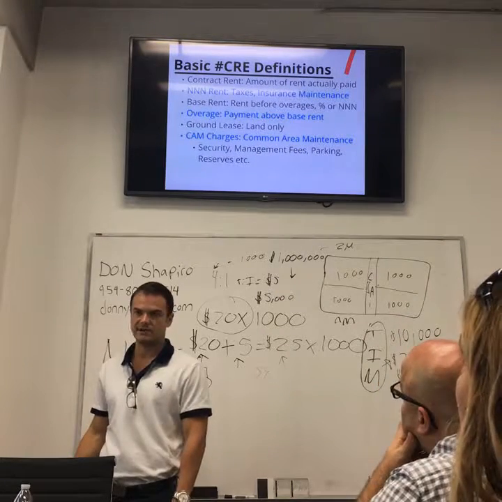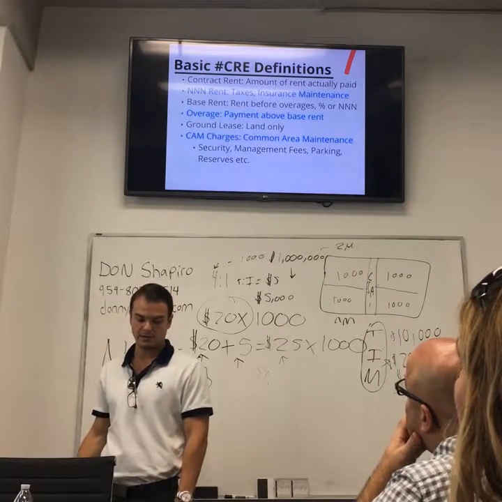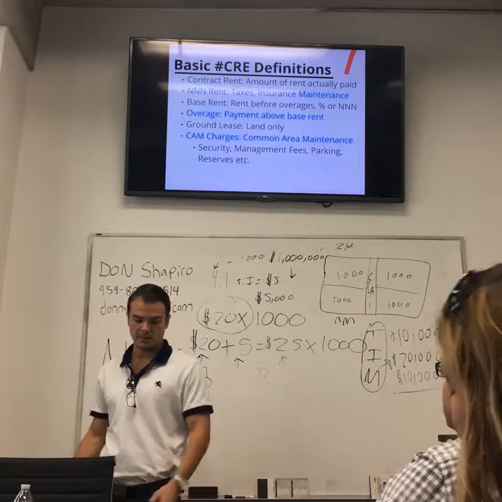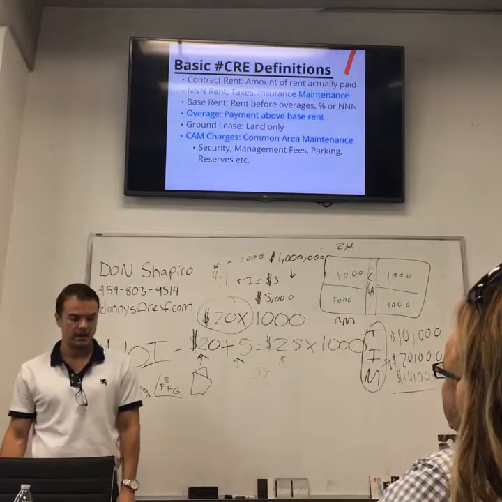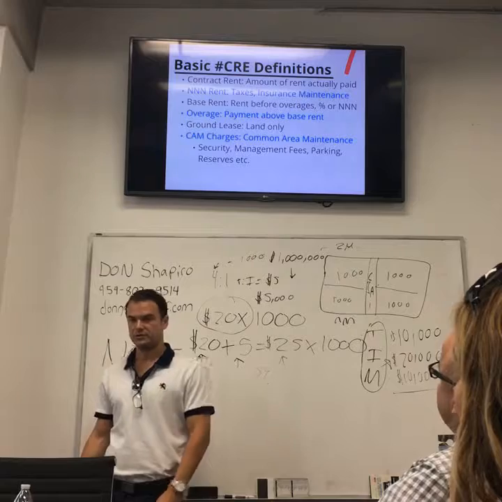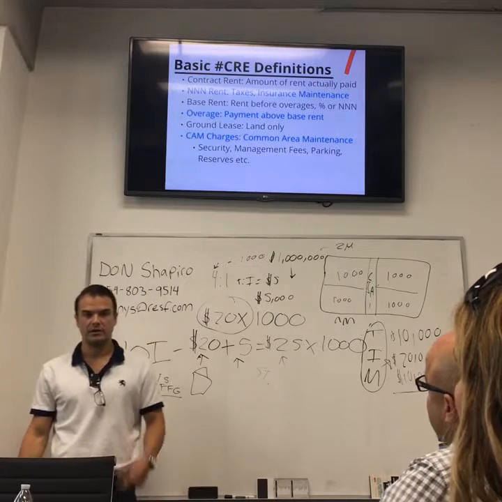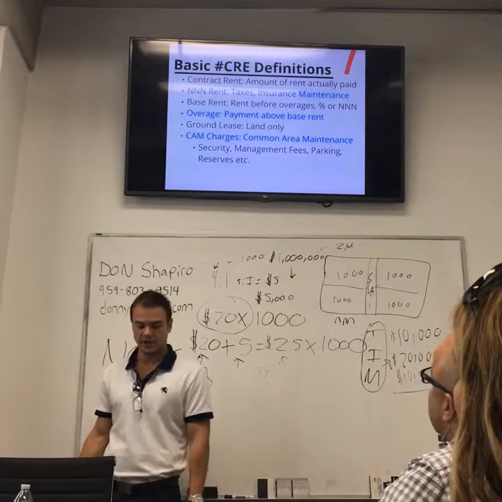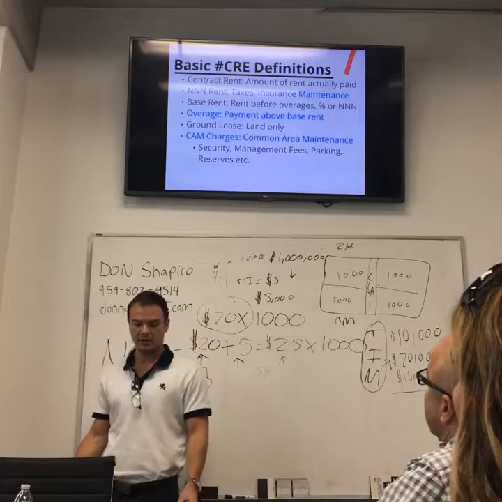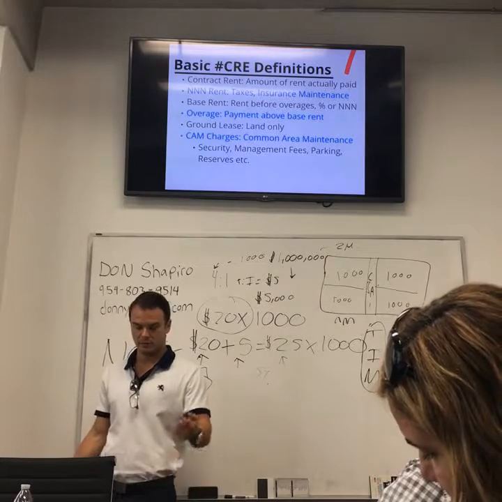Contract rent, that's the actual rent you're going to be paying. NNN, like I mentioned, taxes, insurance, maintenance. Base rent, overages, percentages. Ground lease, I talked about that, land only. CAM charges, common area maintenance, security, parking, all that.